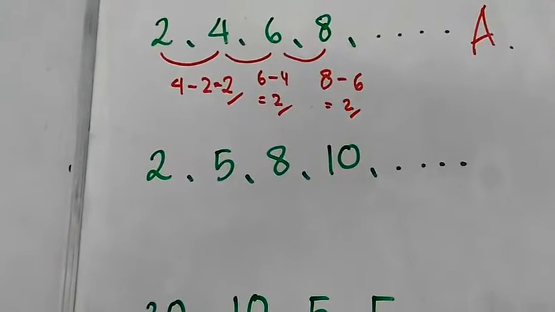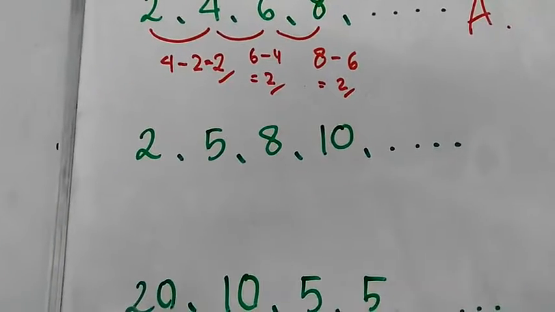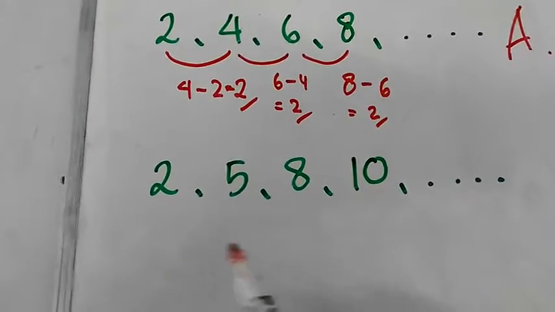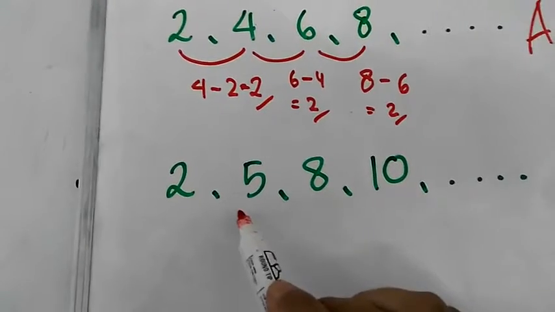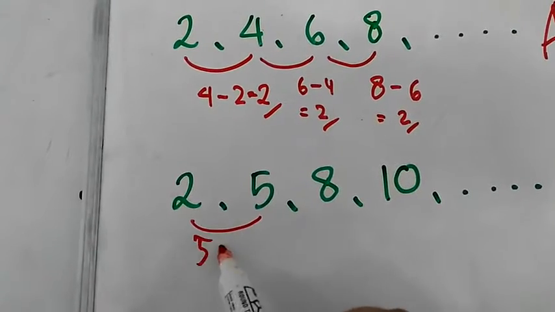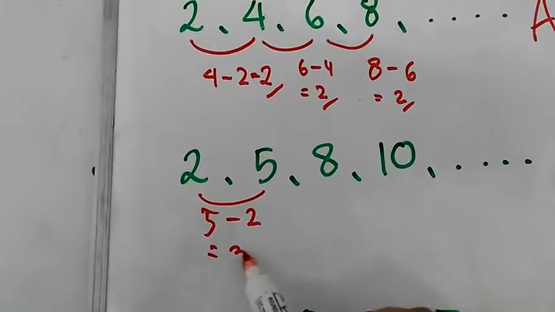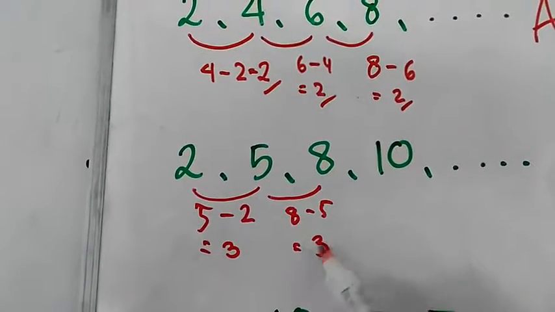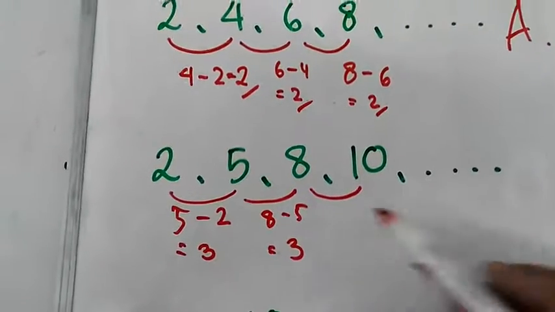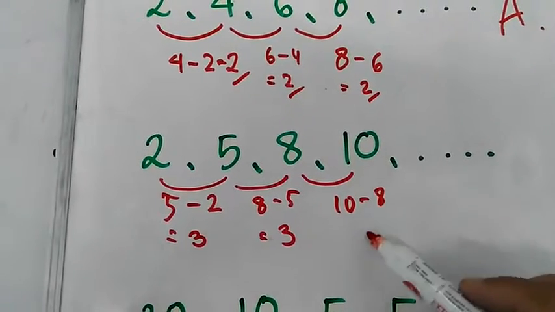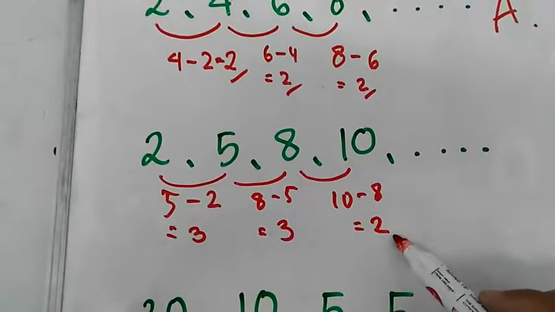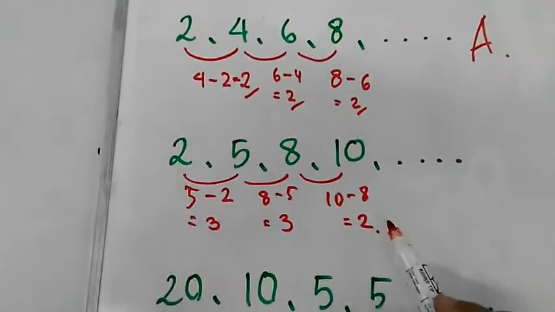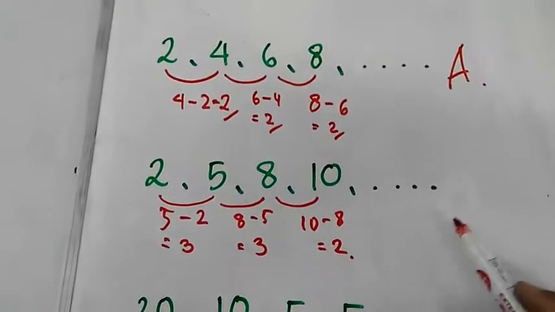Next, we have another sequence. Let's find the difference first. From this to this is 5 minus 2 equals 3. This part is 8 minus 5 equals 3. But this part is 10 minus 8 equals 2. When they are different, this sequence does not belong to an arithmetic sequence.